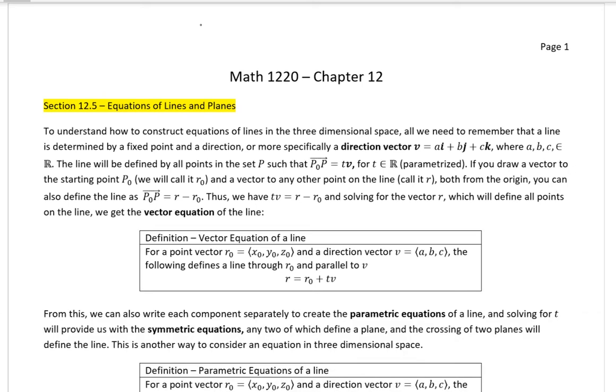Hello and welcome to a digital lecture for Calculus 2 at Salt Lake Community College, and what will be the last video for Calculus 2 at Salt Lake Community College. In this video we're going to be talking about the equations of lines and planes in three-dimensional space.